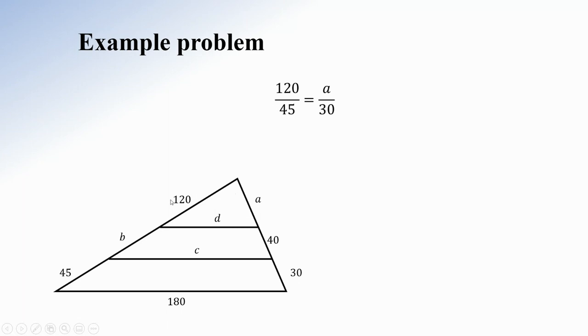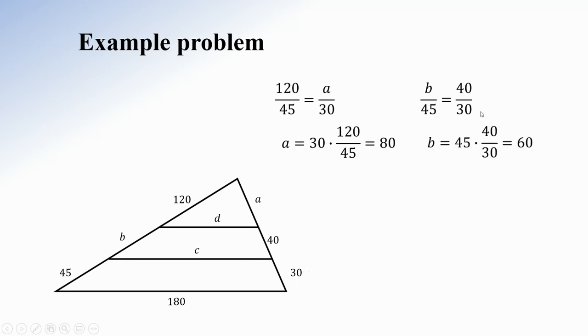So 120 as a ratio with 45, so the top segment divided by the bottom segment on the left must be the same as the top segment divided by the bottom segment on the right. Solve that equation. A will equal 30 times 120 over 45, which equals 80. We can do the same thing for B. The second segment divided by the bottom segment on the left must equal the middle segment divided by the bottom segment on the right. So B is 45 times 40 over 30, which gives us 60. So we've worked out A and B using the segment relationships on the sides.